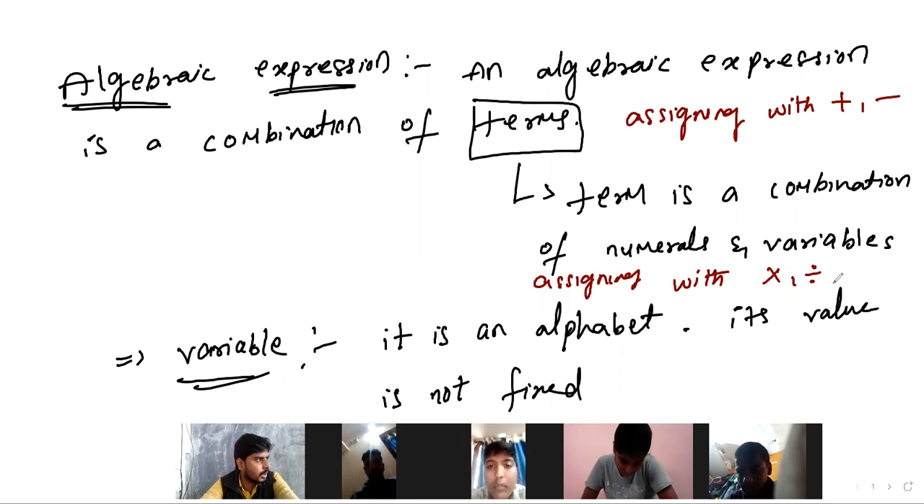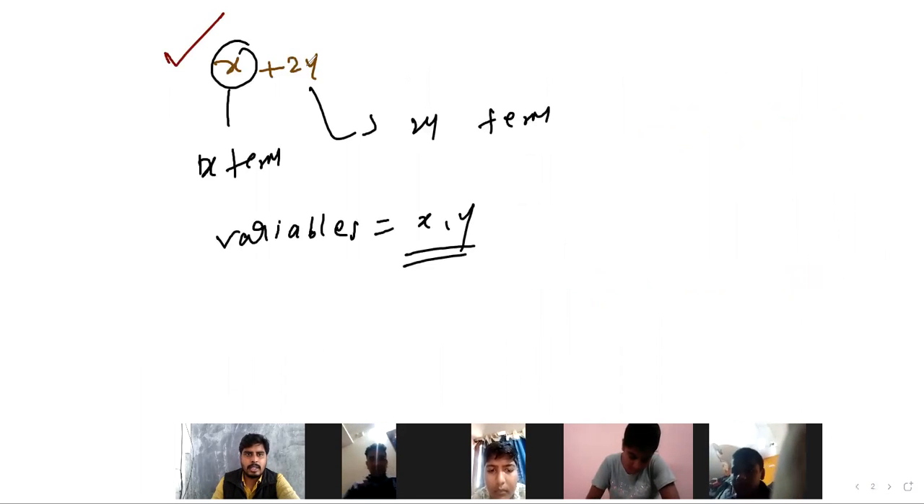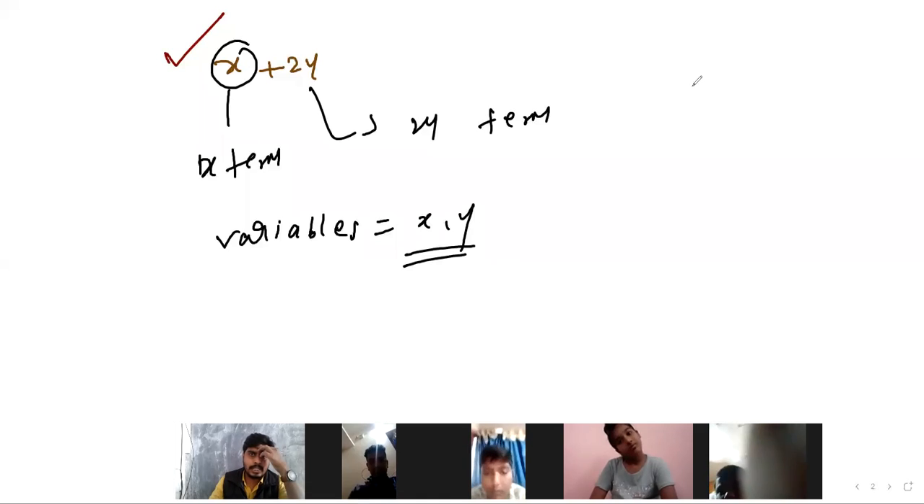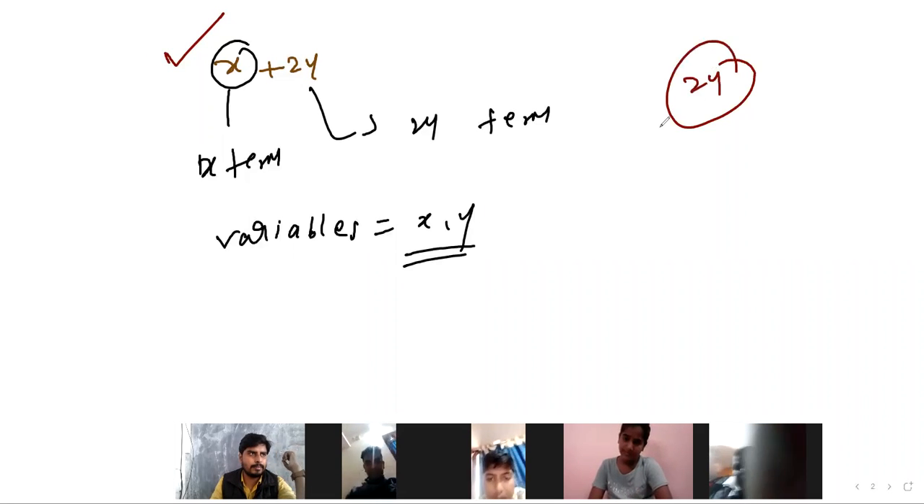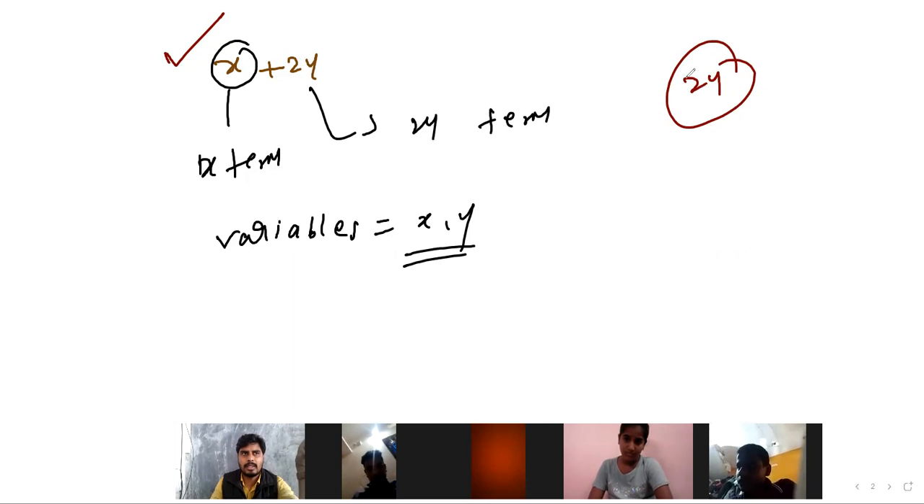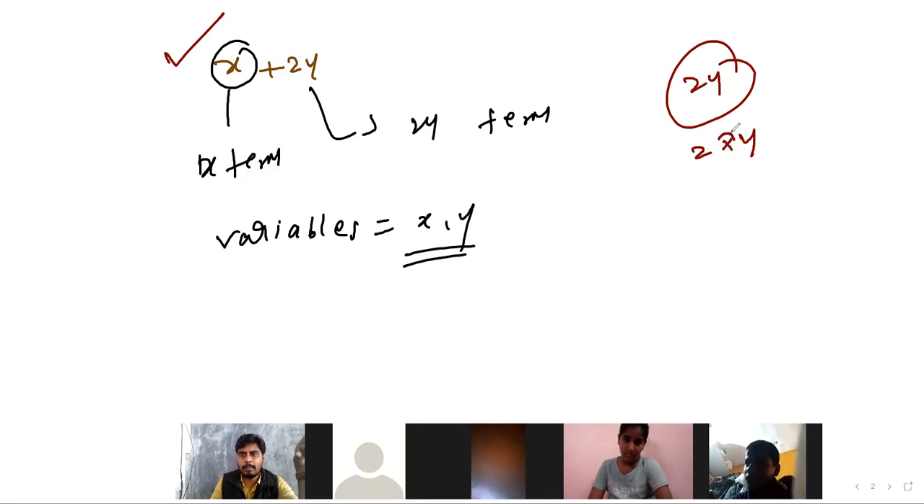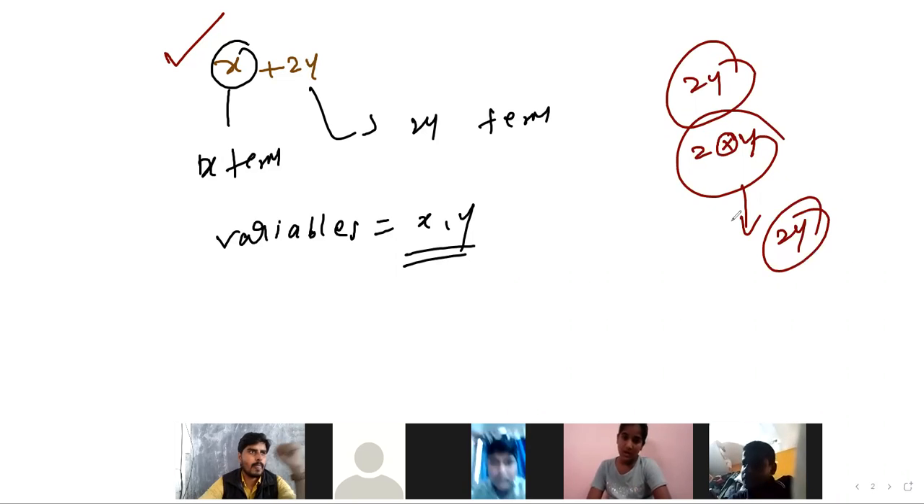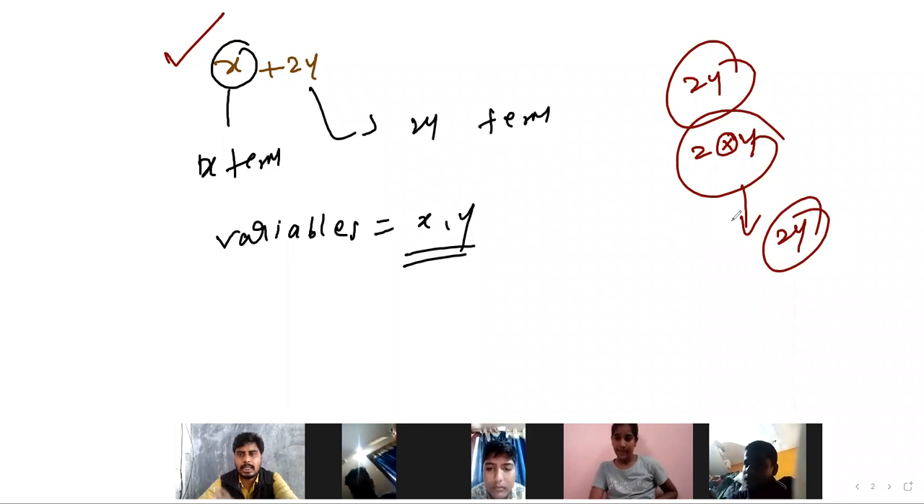What is the difference? Did you observe the difference, Nana? See here. We are considering 2y as a single term, right? As the definition of term says, 2 and y are joined with the multiplication operation, which gives a single term. Yes, sir. 2y is a single term. Are you getting the concept? Yes, sir.